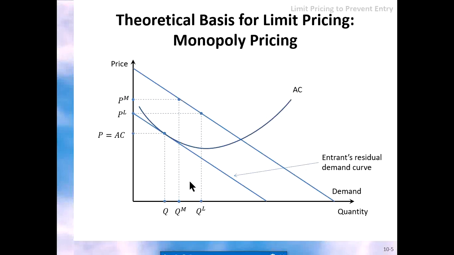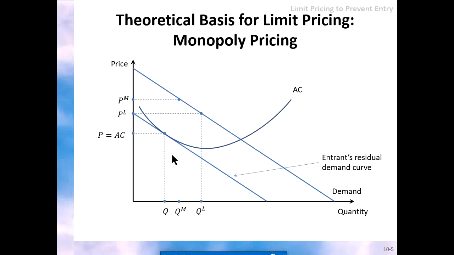For each price below PL, the horizontal distance between the entrant's residual demand curve and the monopoly's demand curve is QL, at each price. So since the entrant's residual demand curve lies below the average cost curve, the entry is not profitable. Note that the entrant loses money if it enters and produces more output or less output than Q. This will have P less than the AC. Here, it produces more than Q.